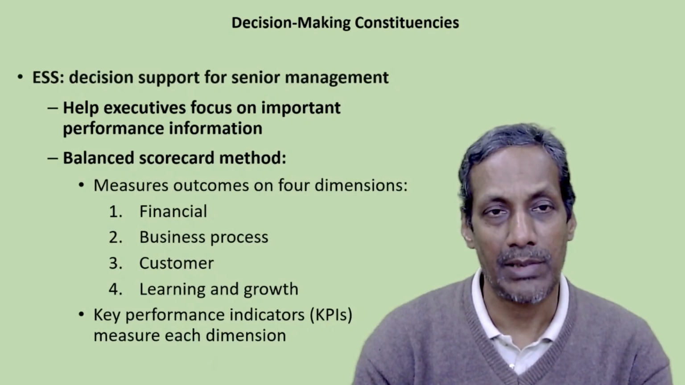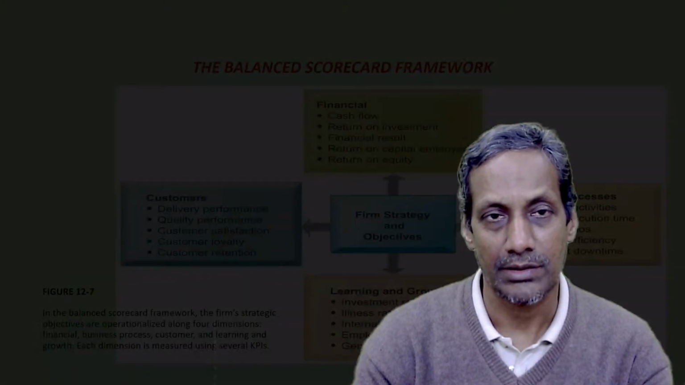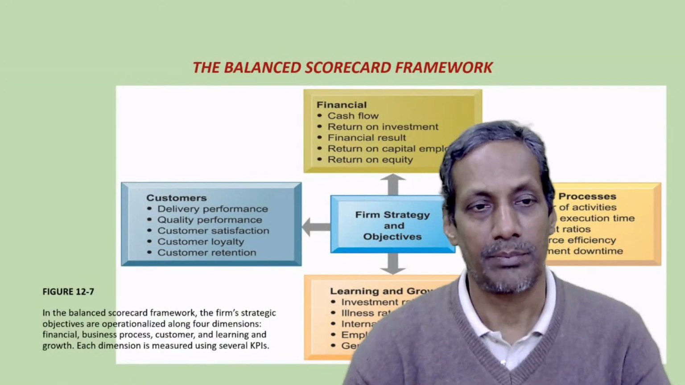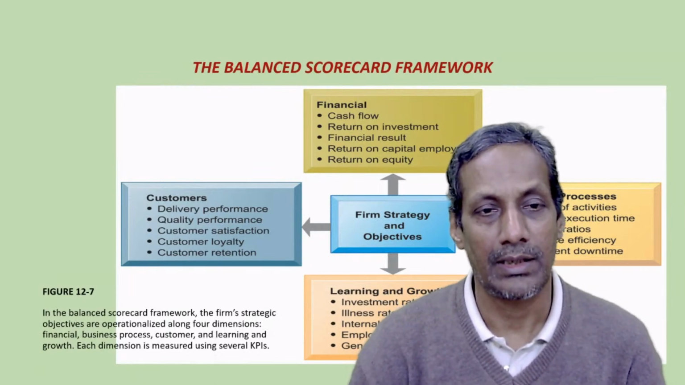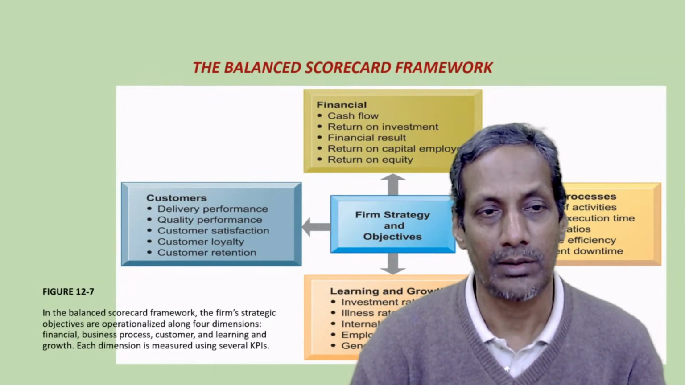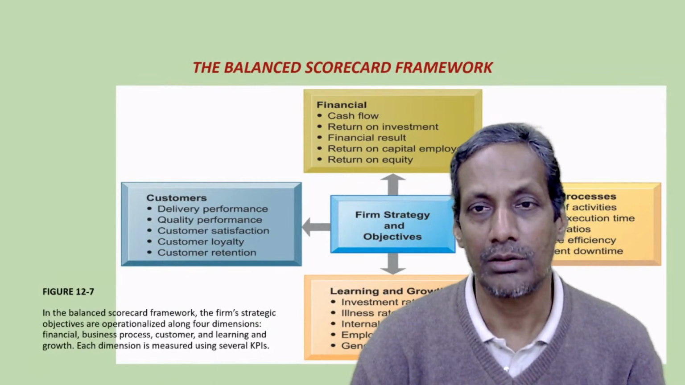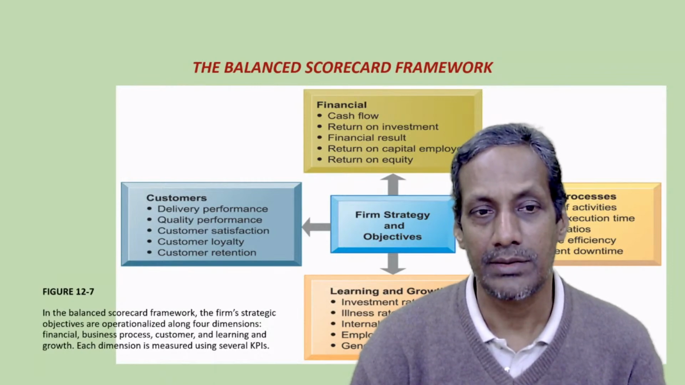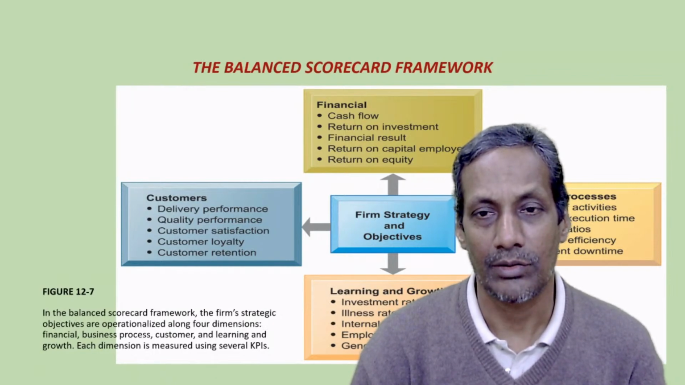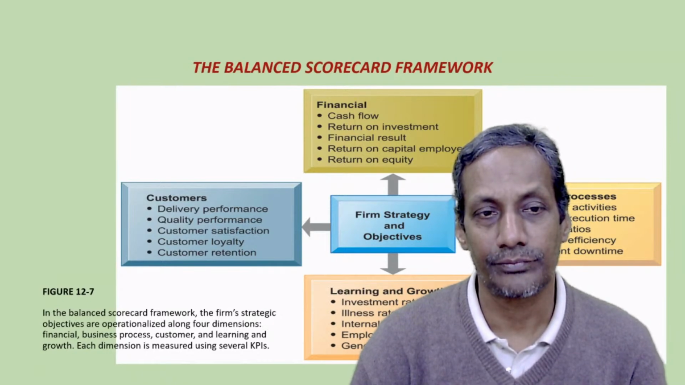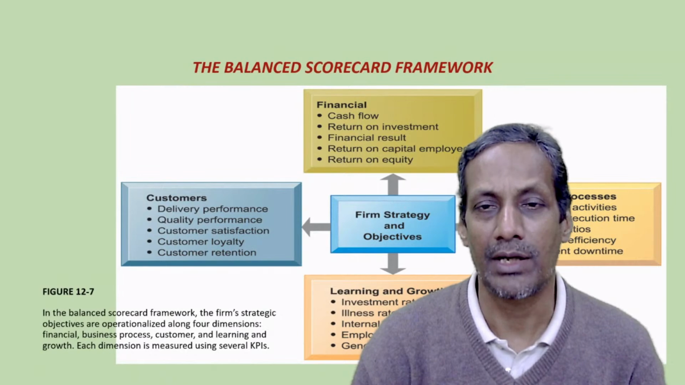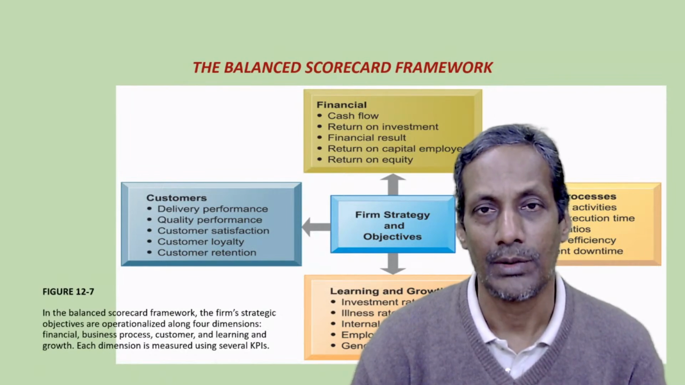Apart from the balanced scorecard method, managers also keep track of the key performance indicators to measure each of the dimensions. So this is a particular slide in which we see that in the balanced scorecard framework, the firm's strategic objectives are operationalized along the 4 dimensions of finance, business process, customer, and learning and growth. And each dimension is measured using several KPIs, and the KPIs are shown for you.